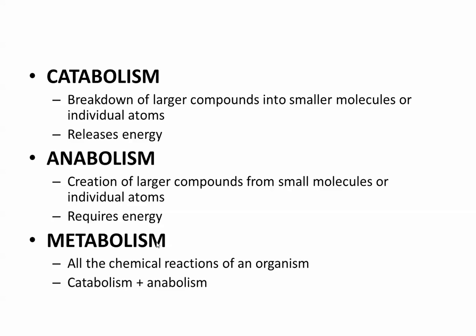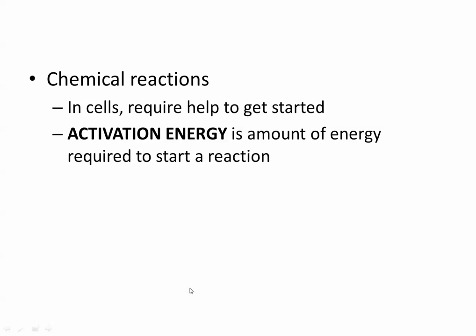Now, metabolism is basically the term we use to describe all the chemical reactions that are going on within an organism. It is used to encompass all catabolic and anabolic reactions in the body. Chemical reactions in the body are quite interesting because usually we need something to get them started. All chemical reactions require an activation energy, and that is an amount of energy that is required to start a reaction. A lot of reactions just don't start spontaneously. So things that we want to do in the body, we can't just expect them to happen. They have to be helped along.